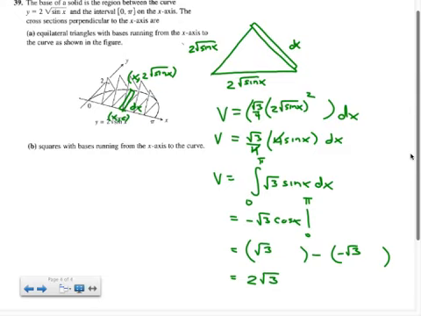Now if you'd like to try one, this time in part B it says we use the same curve, the same region. This time the cross sections are squares with the bases running from the x-axis down to the curve. So this will be a slightly different calculation but related to what you just did. And if you'd like to run that answer by me to see if you're right, feel free.